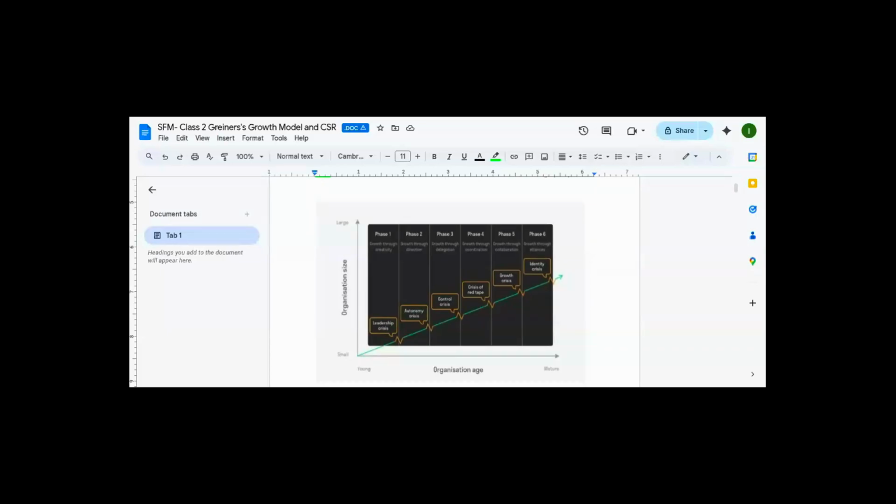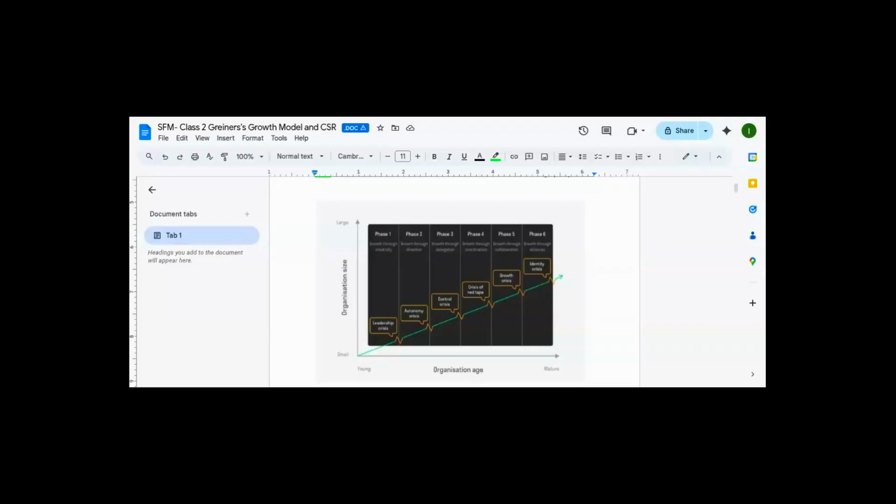Ordinarily, when Larry Greiner formulated this model, he stated at the onset that the Greiner growth model has 5 stages. But in practice now, organizations are extending it. Experts in strategic financial management, strategic management, and the rest are advocating that this can be extended to 6 phases. And phases 5 and 6 have a lot of things in common.